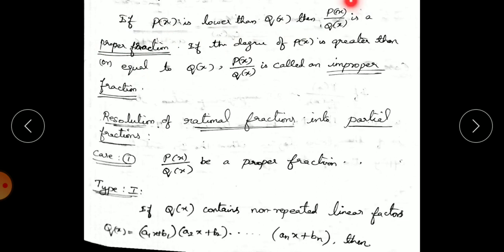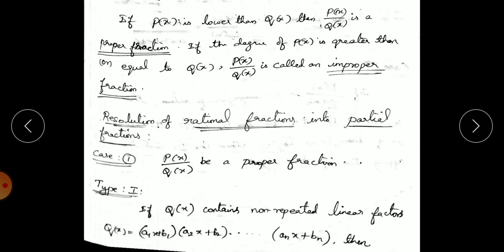So if you see the degree of p of x and q of x first when the question is given to us, if the degree of the numerator is lower than the degree of the denominator, we can say that it is a proper fraction. Suppose the numerator degree is 3 and the denominator degree is 5, so 3 is less than 5, so it is a proper fraction. Suppose the degree of p of x is greater than that of q of x, then we can call that an improper fraction.